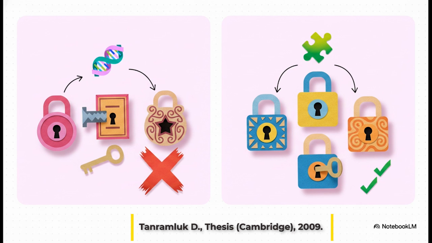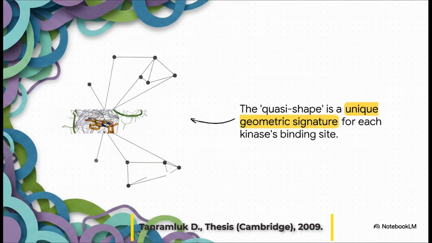So the main takeaway here is huge. It's not just about the building blocks the lock is made of. It's about the precise 3D way those parts are arranged. You could have two kinases with different sequences, but if they have a similar pocket shape, they'll often bind to the same drugs. This discovery led them to a totally new idea, the quasi-shape.